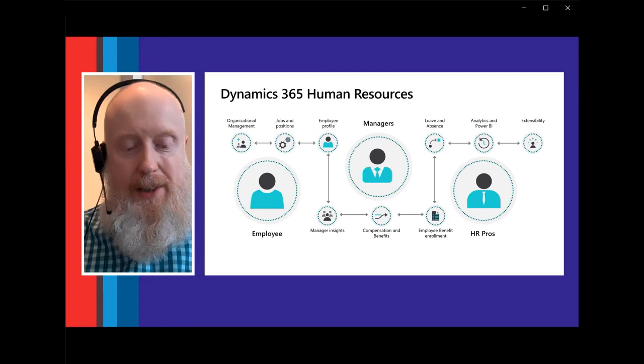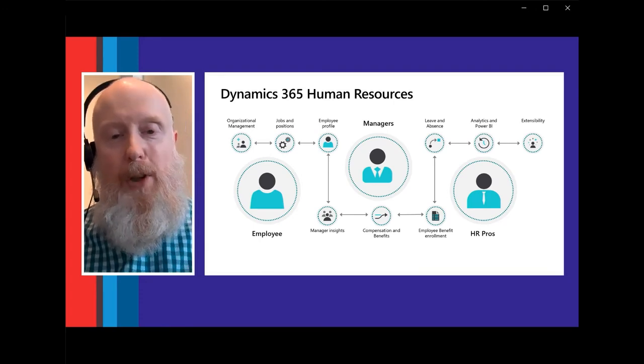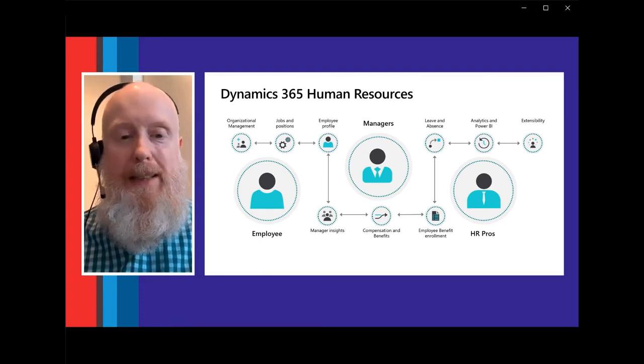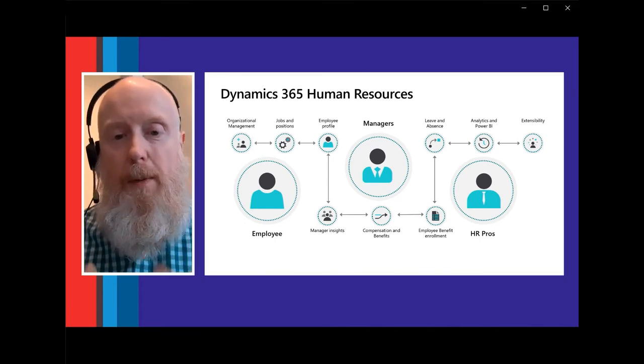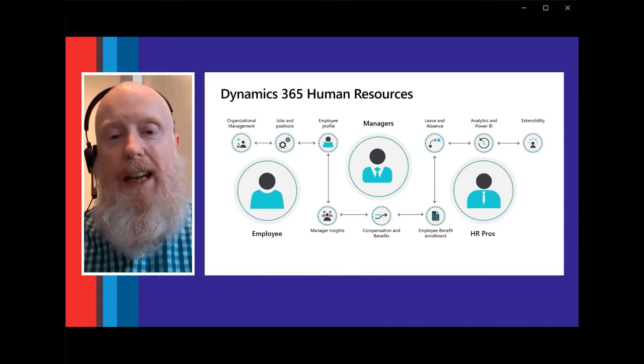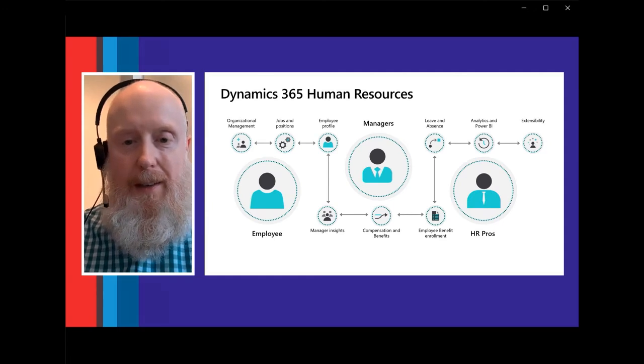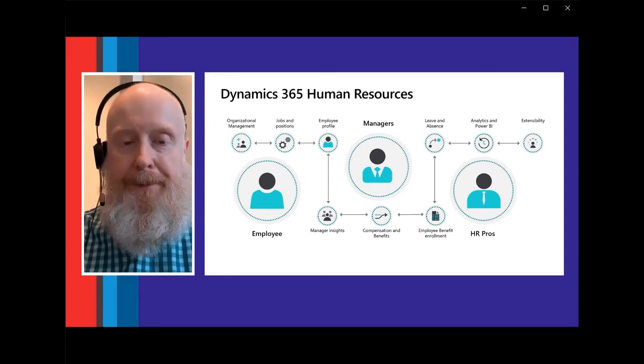And what's interesting, I actually see people now implementing multiple apps together. I see people implementing sales and finance and human resources together. That's quite a common one. Or maybe field service and supply chain management together. When you start using these apps together, you start really getting benefits and value.